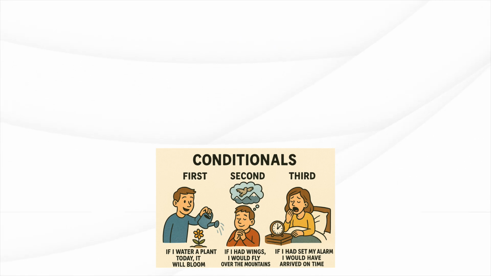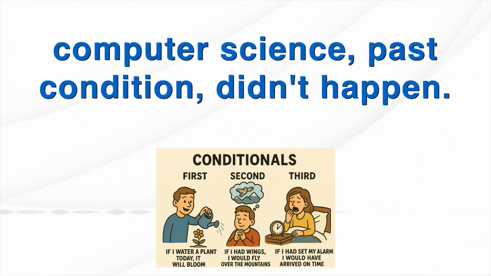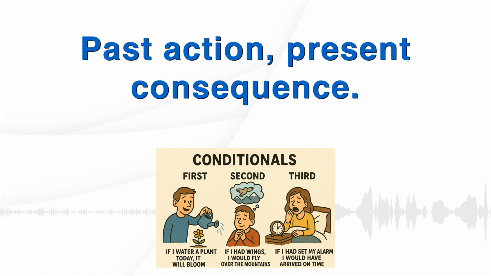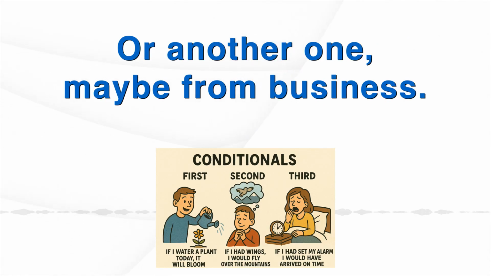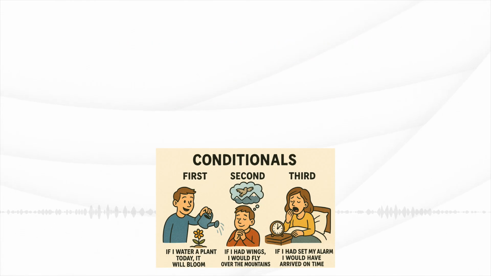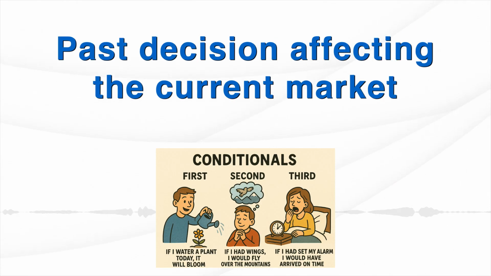You got it. For example, if I had studied computer science, past condition, didn't happen, I would be working in tech now, present result. Makes sense. Past action, present consequence. Or another one, maybe from business. If we had invested in that technology back then, past condition, we would be market leaders today, present result. Right. Past decision affecting the current market position.